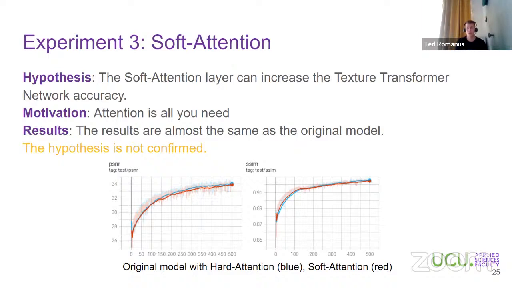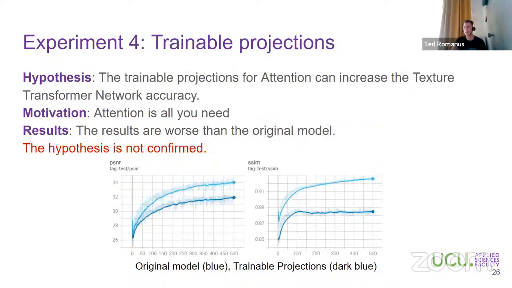The results show that soft attention trained almost the same as the original model, and the testing metrics also show that. This means that we can use both soft attention and hard attention for our tasks interchangeably, but for different tasks, one or the other approach might be more optimal. So we cannot confirm the hypothesis that soft attention can increase network accuracy, at least at this moment for this task and this configuration.